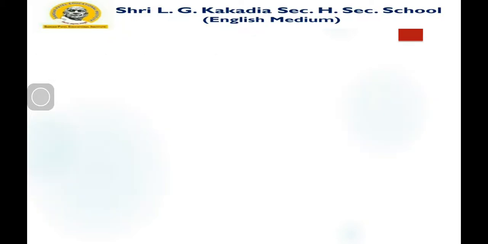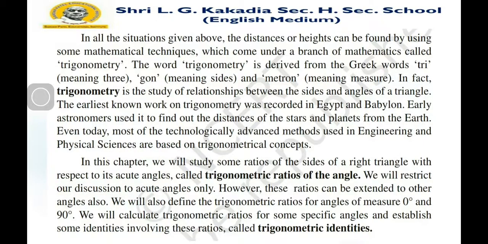In all the situations given above, the distance or height can be found by using some mathematical techniques which come under a branch of mathematics called trigonometry. The word trigonometry is derived from the Greek word. It is derived from the Greek word tri, which means three, and gon, which means sides.